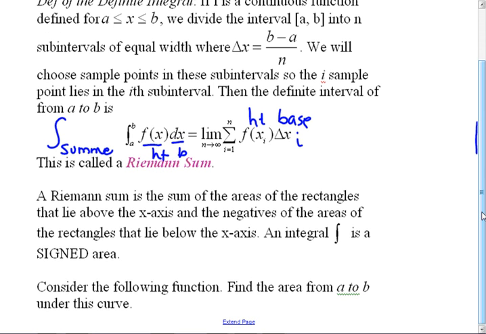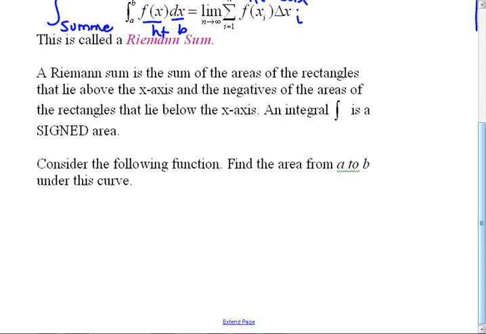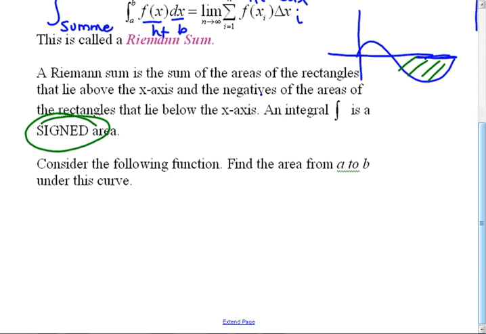It's the sum of the areas of the rectangles above the x-axis and the negatives of the areas of the rectangles that lie below the x-axis. So if it looks like this, even though this area here is a positive number, the integral is a negative number. Okay, Eric, does that make sense? This is a signed area. So if your function drops below the x-axis, that number will be negative.